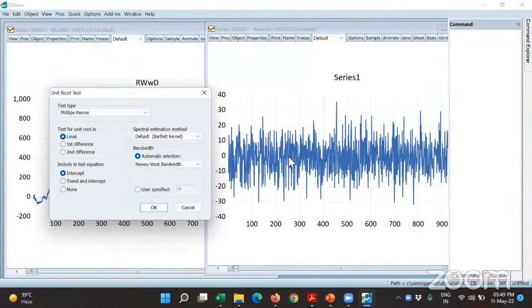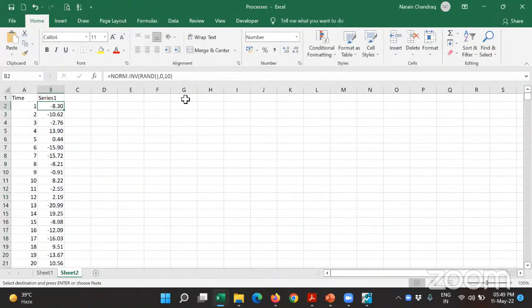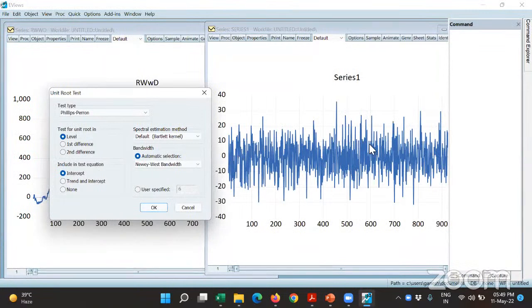Again, in this case, the series which I generated using Excel already has a mean value of 0. So all these observations which I have used for the testing procedure are hovering around the value 0 itself. If it is a non-zero number, then I need to opt for intercept. And if you have any deterministic trend, remember only the deterministic trend, not the stochastic trend, you need to opt for the trend and intercept option.